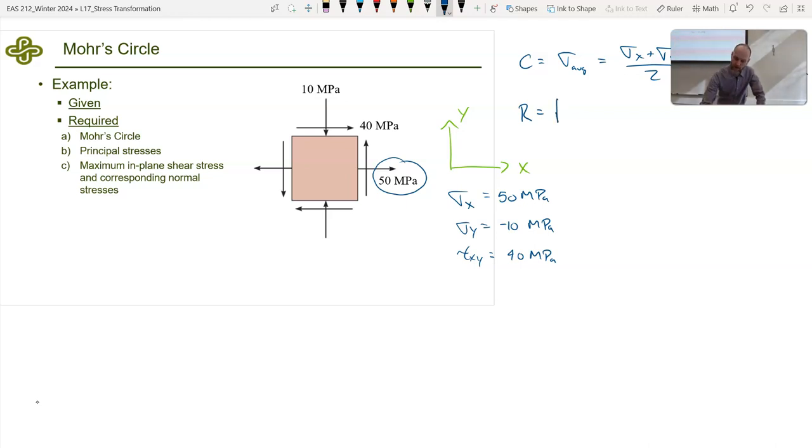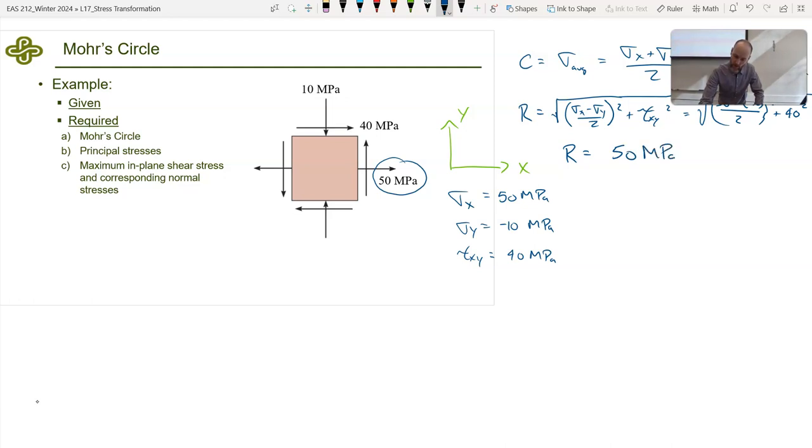Our radius is the square root of sigma x minus sigma y over 2 quantity squared plus tau xy quantity squared. So that's 50 minus negative 10 over 2 squared plus 40 squared. We do that math, we solve, and we get the radius is 50 MPa. Questions on either of those?